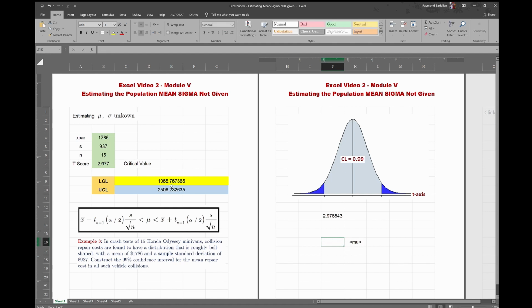The left-hand side, let's say, these are big enough numbers so I don't need to worry about decimals. What difference does it make if it costs $1,065.76, or you just say $1,065? If I give you a problem like this, I'll probably ask you to round it to the nearest whole number. So your lower confidence limit will be 1066, and your upper confidence limit will be 2506. That'll be the range of your repair cost if you're estimating the actual population mean. That's the end of the problem. Thank you.